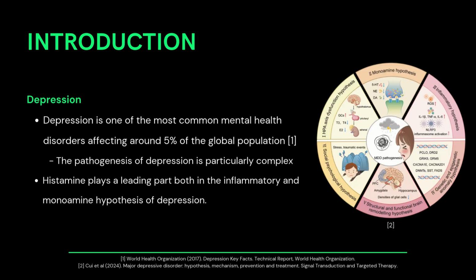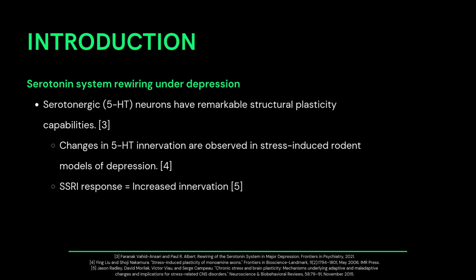Let's get started. So we know that depression affects around 300 million people globally and its prevalence is steadily increasing. However, its pathogenesis is particularly complex, which has led to a number of different hypotheses, which include the monoamine and the inflammation hypothesis, amongst others. Recent research, however, suggests that histamine may play a role in synergizing both inflammatory and monoamine hypotheses.